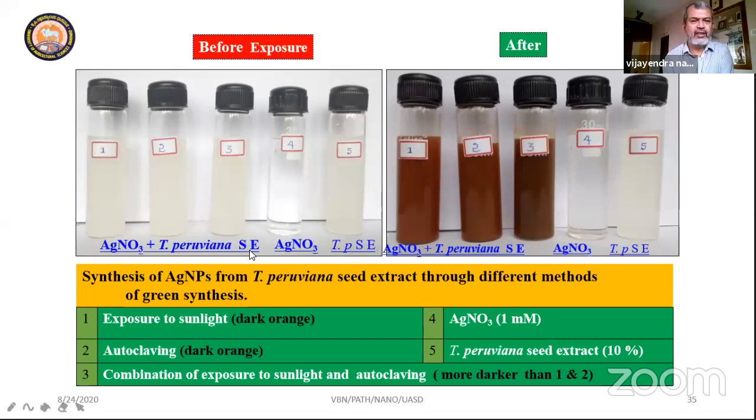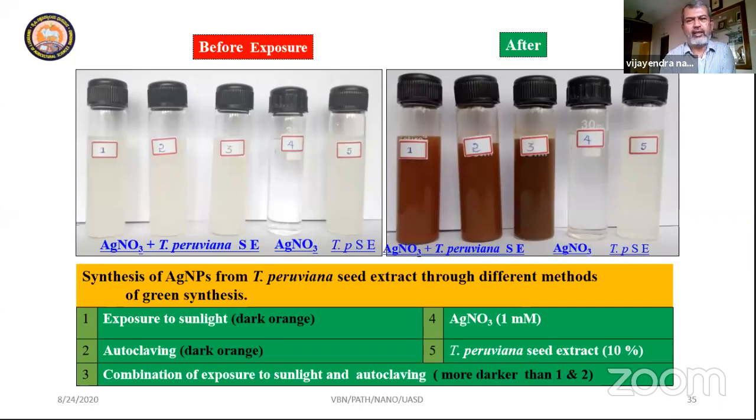After adding silver nitrate (AgNO3) and other things, you see the change in these things. Definitely, with autoclaving you have the phenomenon in combination, but not in the normal one. So a mere change in the color is not the conclusion, it is a small indication. Change in the color of silver nitrate is a small indication, but not the final conclusion for these things.